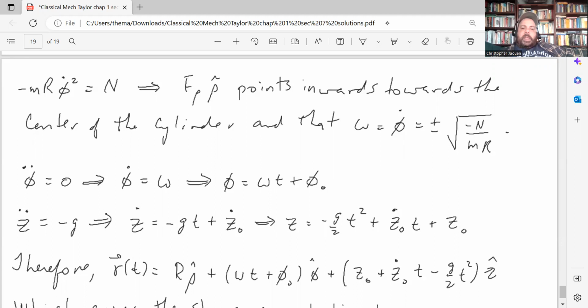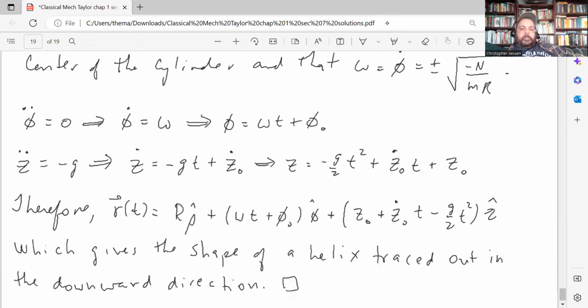And also from that, we get that the frequency is equal to some constant omega. So phi dot is plus or minus the square root of negative n over m r. That just comes from solving this for phi dot. Okay. And so I'm going to call that omega.